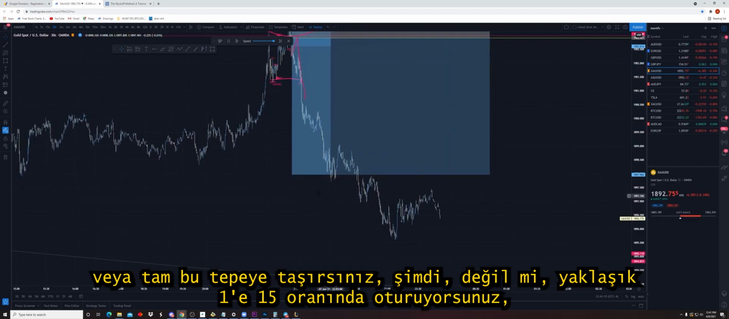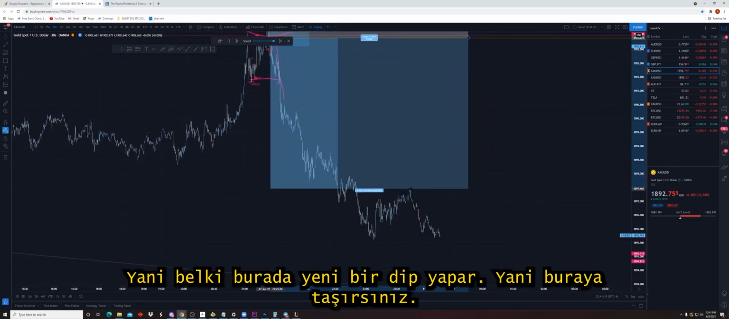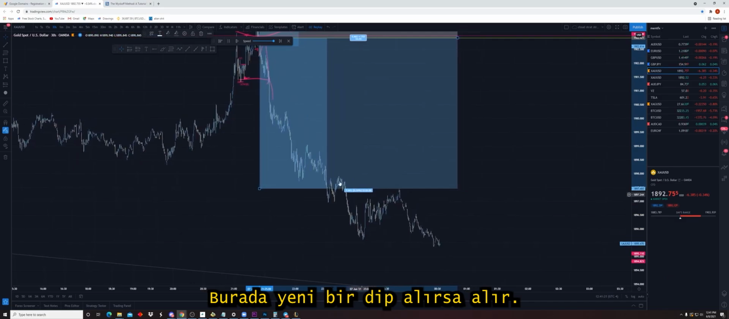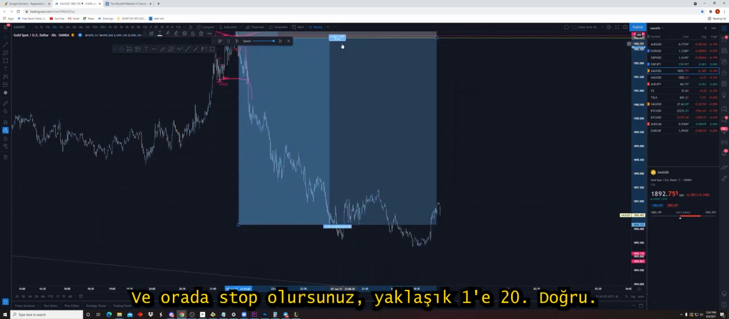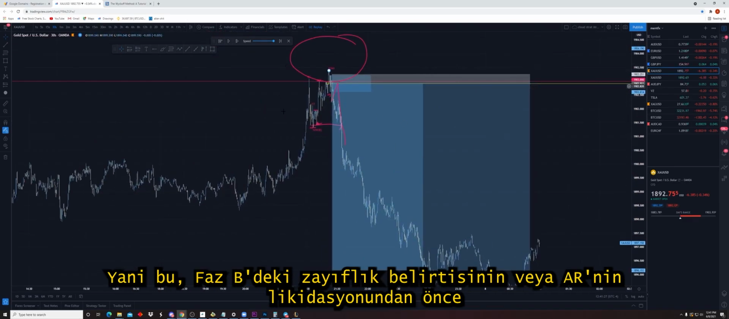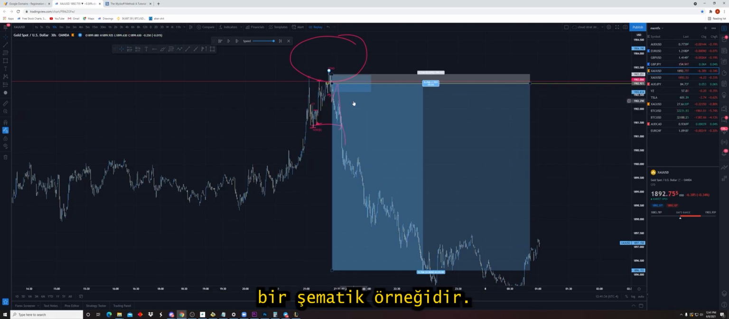Sitting in this about 1 to 15, right? With partials, so maybe a little bit less. So maybe it makes a new low here, so you move to here. If it gets to the new low here, it does. So maybe you start to manage it a little bit more aggressively, maybe to these areas, and you get stopped out there at about 1 to 20, right? So that's an example of a schematic that played out off of seeing the structural shifts before the liquidation of the sign of weakness in phase B, or the AR, okay?